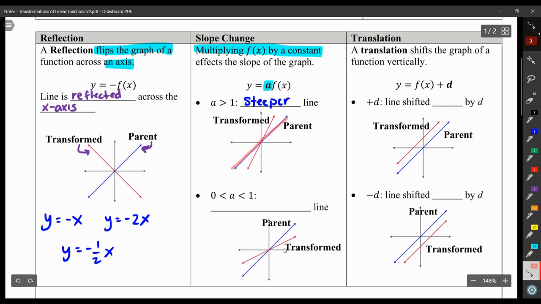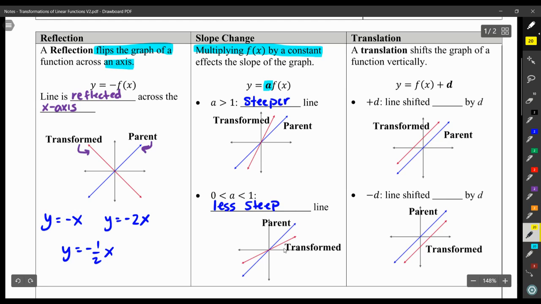The parent function has a slope of 1, and if I multiply 1 by a number that is larger than 1, I get something greater. Now, if I multiply the slope by something that is smaller than 1, but not less than 0, because remember, negatives are the reflection piece, say 1/2, this results in a line that is less steep. Here's my parent function, and if I were to walk on this red one, it would be a little bit of an easier walk because the slope is less. It's a smaller slope than the parent, so it's less steep.